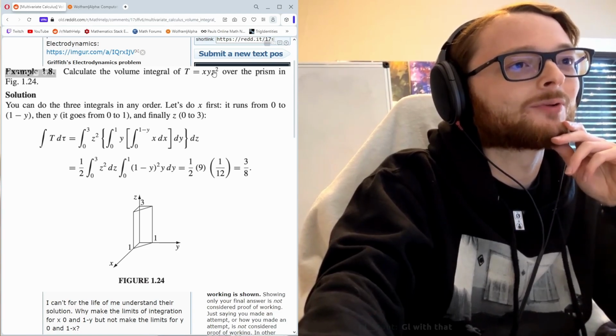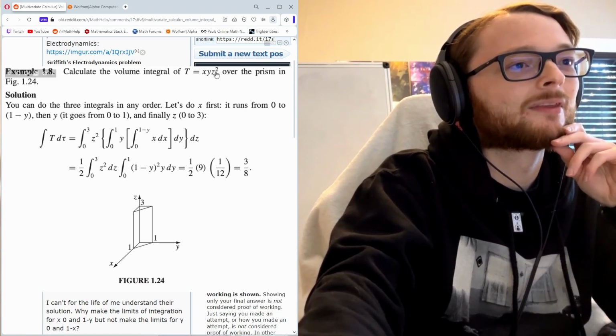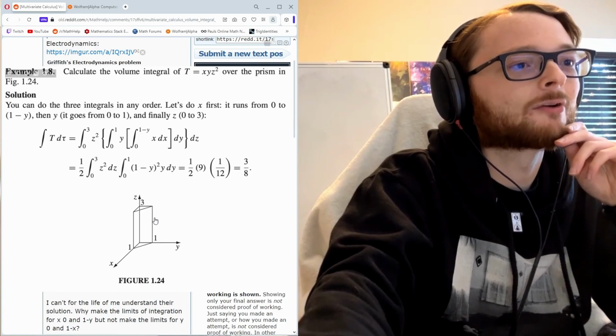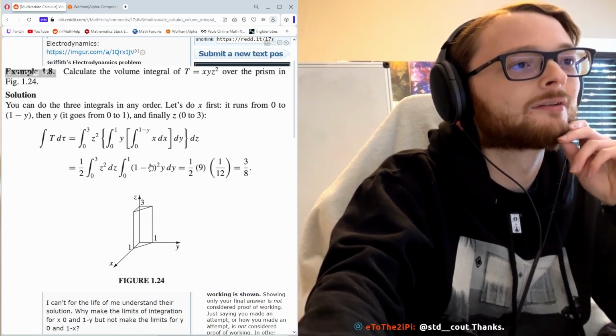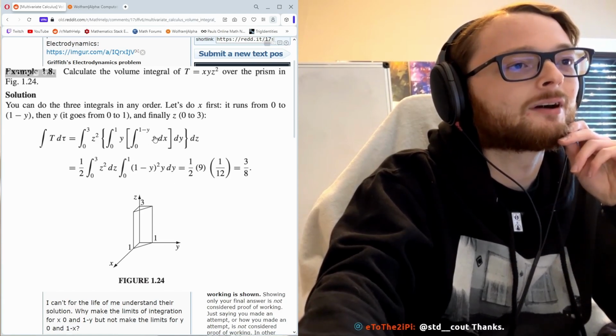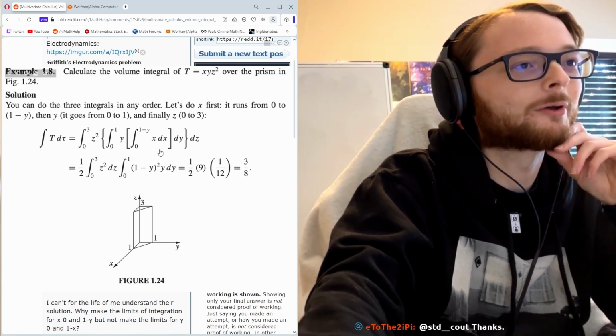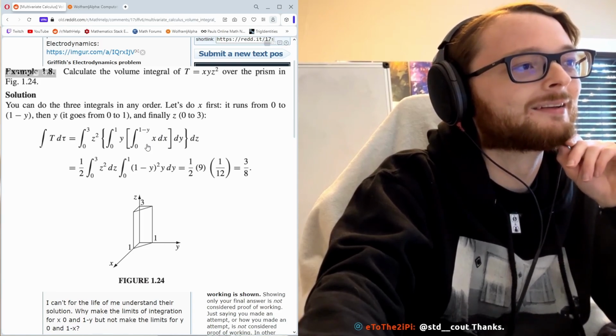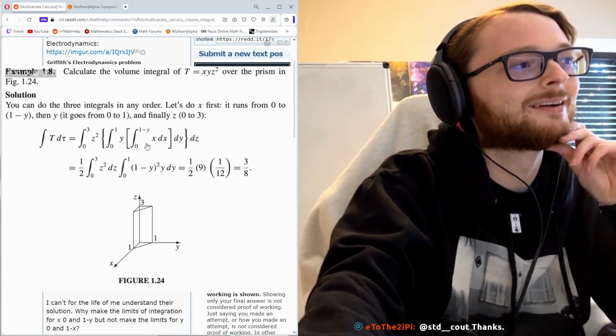Okay, so we gotta do a triple integral of this function over the prism here. Oh god, okay. All the brackets. This does not look more clear to me than the usual notation, but 90-minute oral exam?